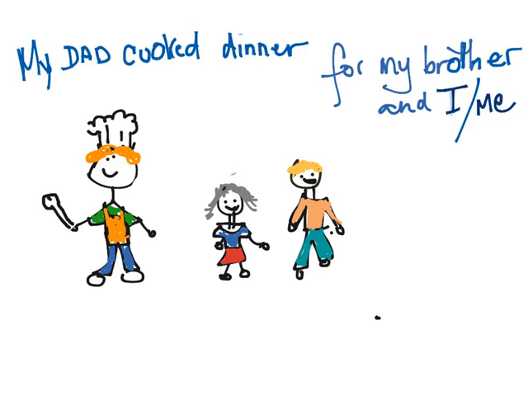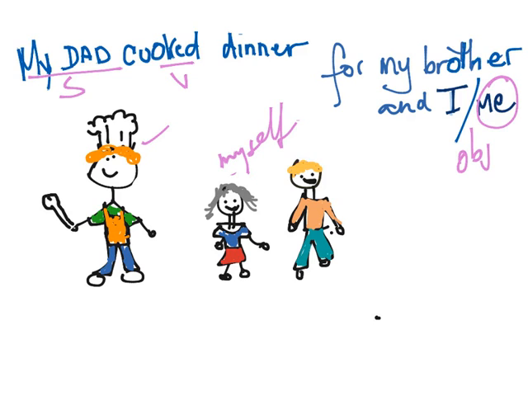In the following example, we can tell this is my dad, this is myself, and my dad is the one who is cooking, that is to say, the one who performs the action. My dad cooked dinner. This is the subject. Cooked is the action, is the verb. For my brother and I, or for my brother and me. In this case, we need to choose me, because this is the object pronoun. It is right after the verb.